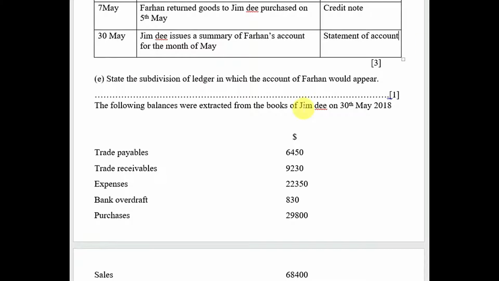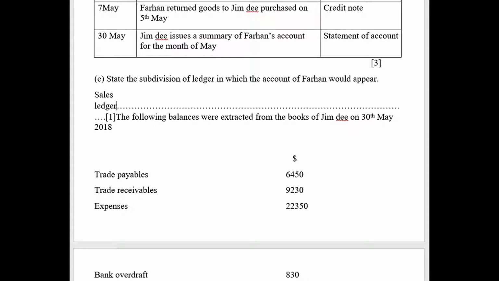Now we have stated the subdivision of ledger. Whether we say it's subdivision of ledger or the purchase ledger, all ledgers are called subdivision of ledgers. That is general ledger, purchase ledger, sales ledger. In general ledger, you all would remember that we have the T accounts such as sales, purchases, return outwards, return inwards. These all T accounts come in general ledger. As far as sales ledger is concerned, all accounts of customers are made in sales ledger. In purchase ledger, all accounts of suppliers are made. So, state the subdivision of ledger. Jim D is selling goods to Farhan, so obviously he would be making sales ledger. Okay.